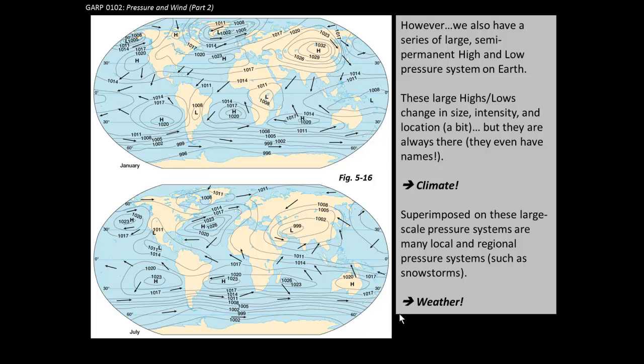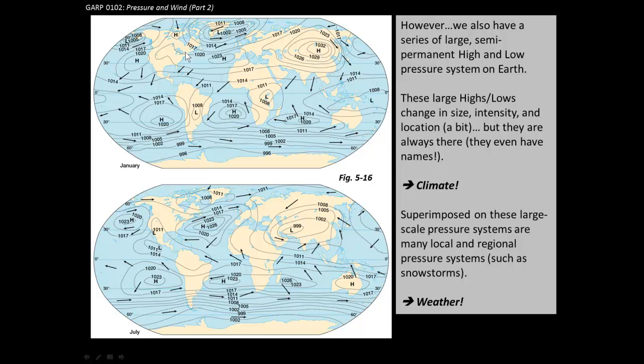However, we also have literally large, almost permanent high pressure and low pressure systems on Earth. And they're shown on this map, which is figure 5-16 from your book. Right? There always tends to be a high pressure area here. There always tends to be a high pressure area here. And these high pressure areas and low pressure areas change in size. They get a little bit stronger, a little bit weaker, but they're always around. That's why they even have names.